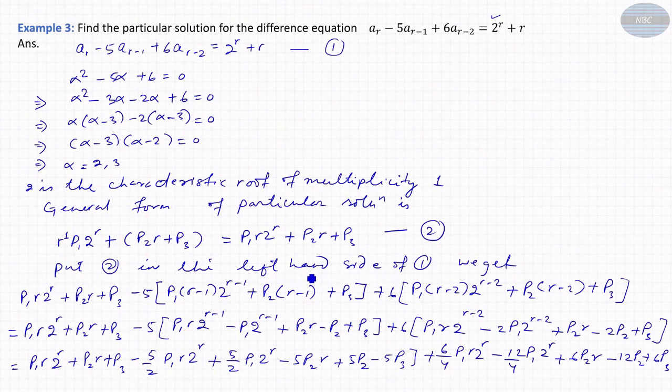Now let us simplify this one. So we'll have p1 r 2 to the power r minus 5 by 2 p1 r 2 to the power r plus 3 by 2 p1 r 2 to the power r.